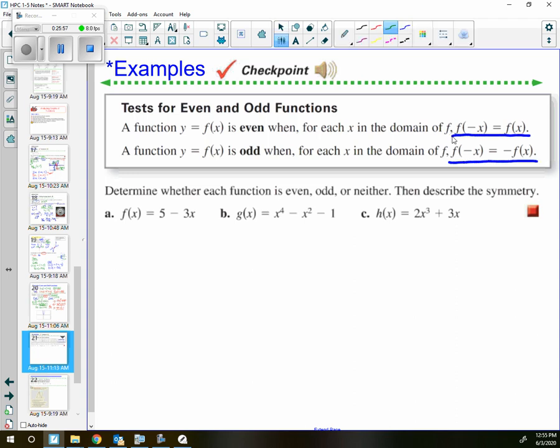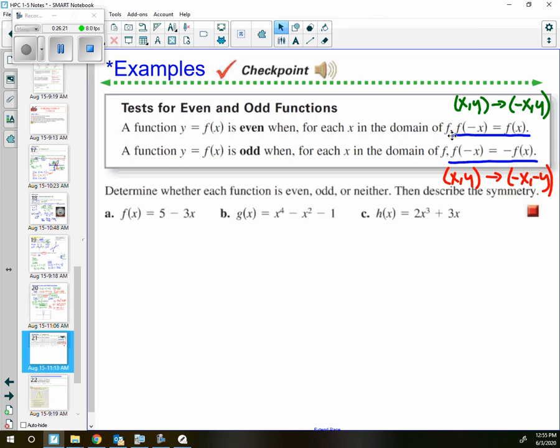Sometimes it's easier to say if I have the point (x, y), then I better have the opposite of x, y for even. It's the same thing. It's just sometimes easier for people to think about. And then if I have the point (x, y), like the original function, then for odd I better also have the opposite of x, opposite of y. In other words, put in opposites for both. Sometimes that's an easier way to think about these.